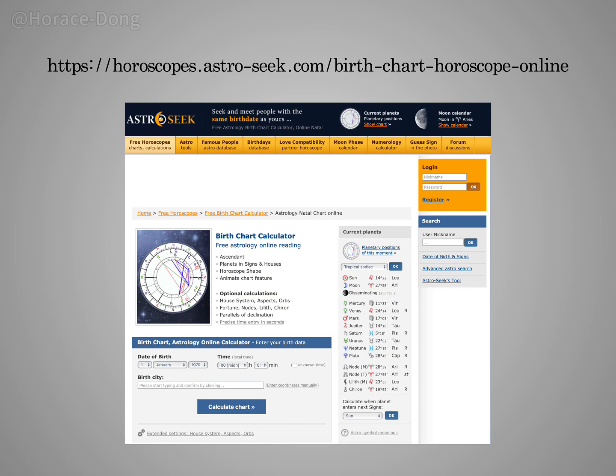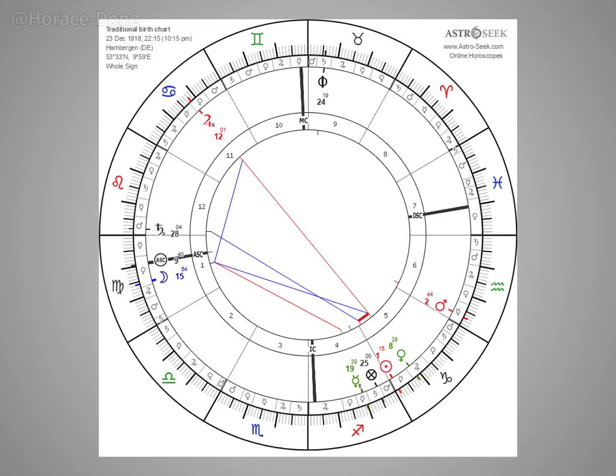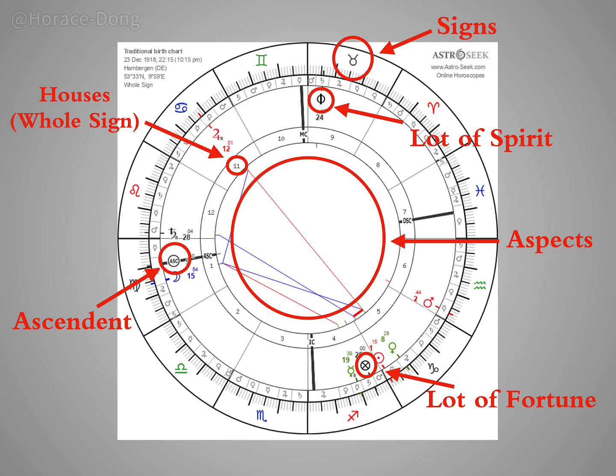And here we go. When you get into this website, that's the page you'll see. You can enter the birth data in this block here. You need the birth date and time with your birthplace to calculate the chart. In the ascendant settings, you'll need to turn the house system to whole sign and click Display the Lot of Fortune. After you have entered them all into the website and click Calculate chart, you'll see this unique natal chart. These are the elements in the chart and I will explain them later.